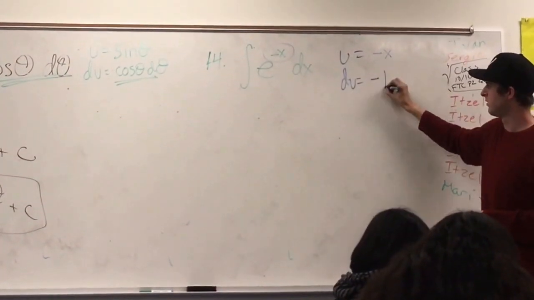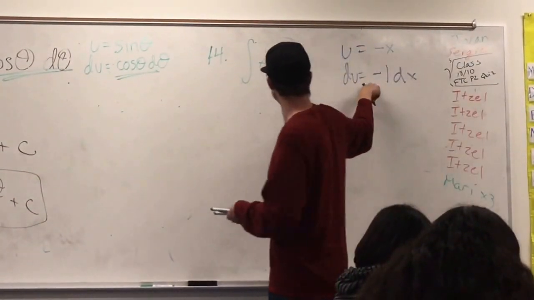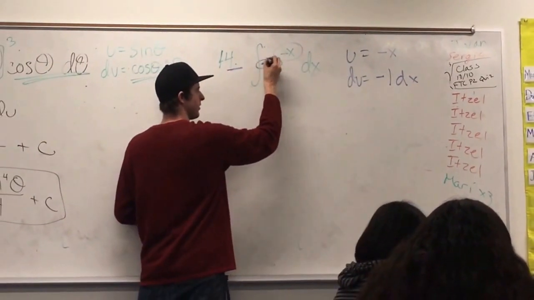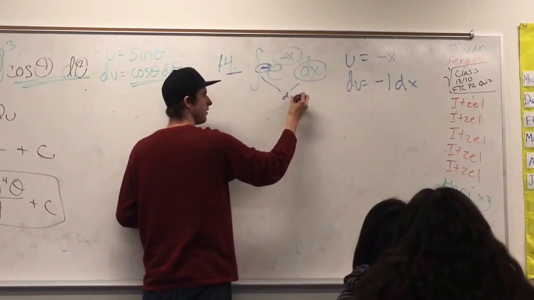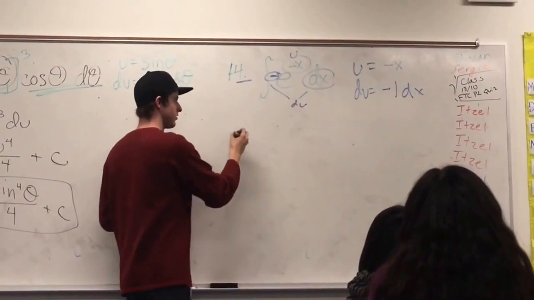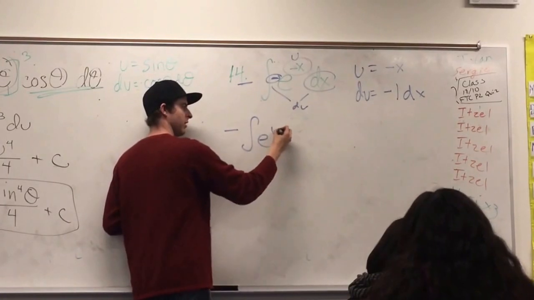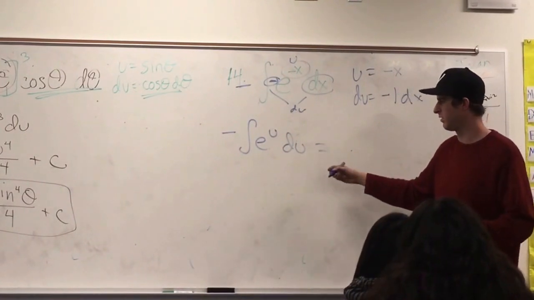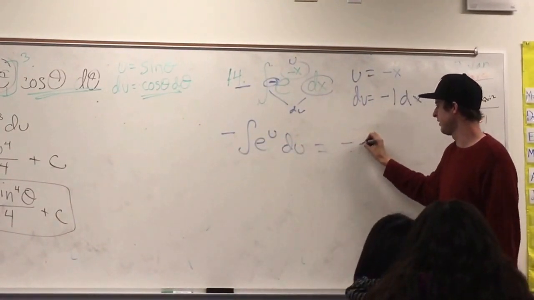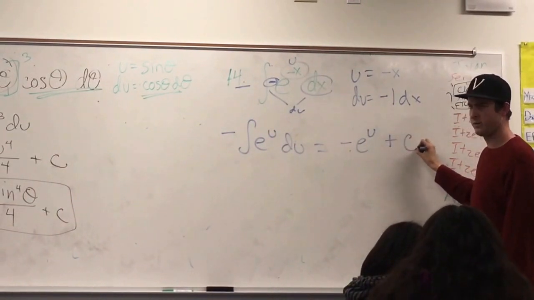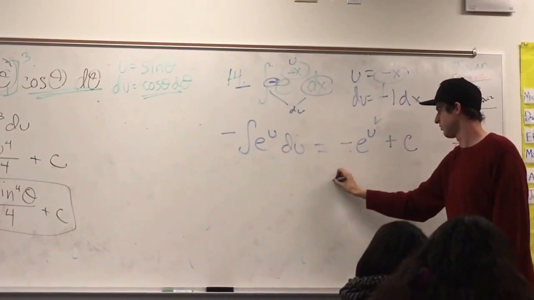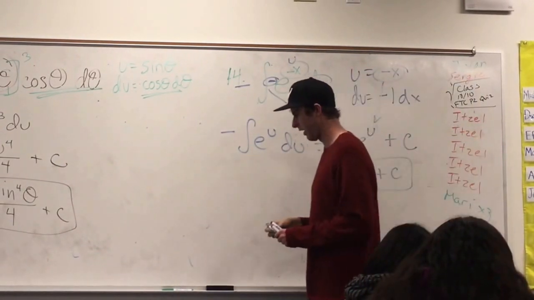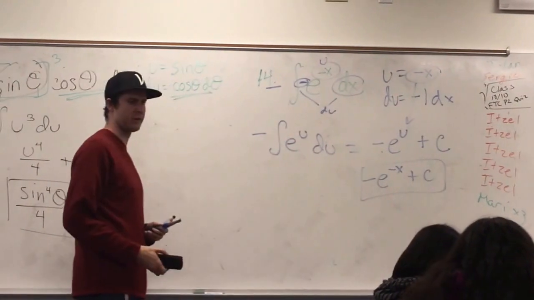which makes my du negative 1 dx. I'm missing the negative, so I put the negative inside and I put it outside. This becomes my du, and then this becomes my u. So it's negative integral of e to the u du. What's the integral of e to the u? E to the u. So this gives me negative e to the u plus c. Plug in our u. So negative e to the negative x plus c. I think that this question actually had the most people get it right on the test.